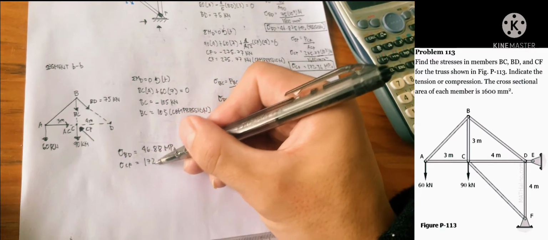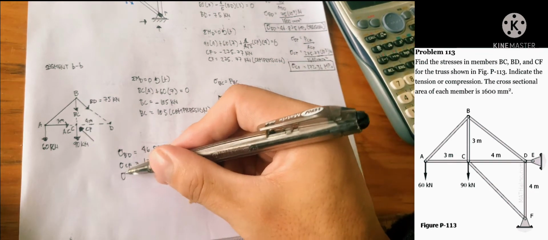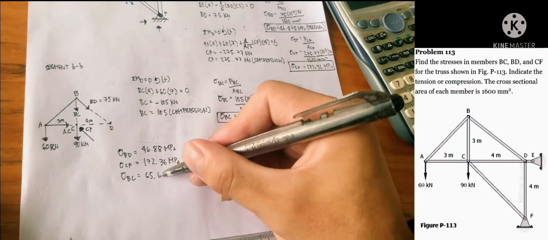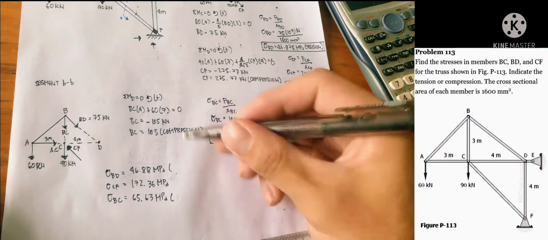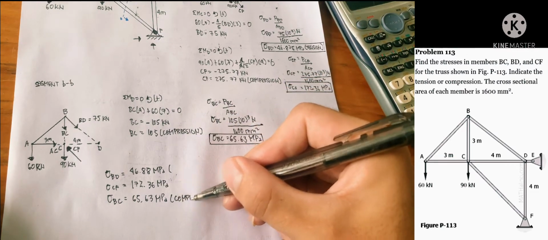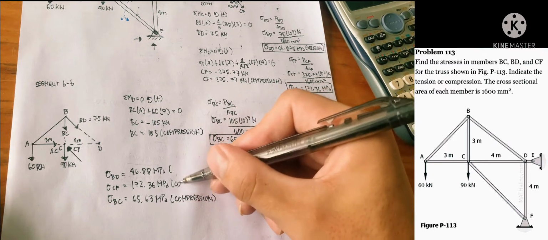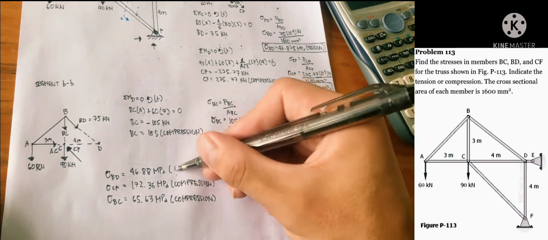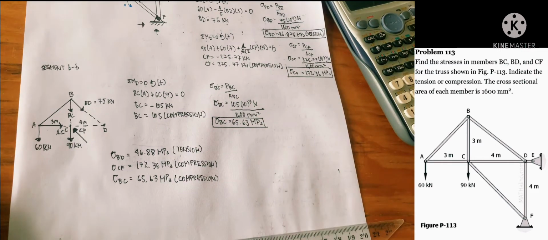The unit strength for CF is 172.36 megapascals, and for the unit strength of BC, we would have 65.63 megapascal. So let's write that there. That is compression. This is also compression. Lastly, segment BD is in tension. That is all, and I hope to see you in the next problem.